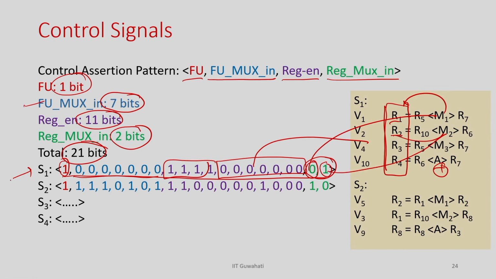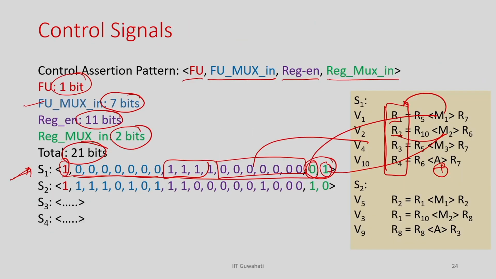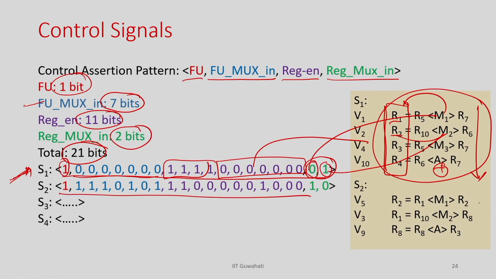So, if I just give this control signal in this data path, it will make sure that in the first clock only exactly these 4 operations are executed. That means the controller controls the data path and makes sure, by giving this control signal value, that the data path is executing these 4 operations. Similarly, if you give this control signal, it will do these 3 operations in the second clock.